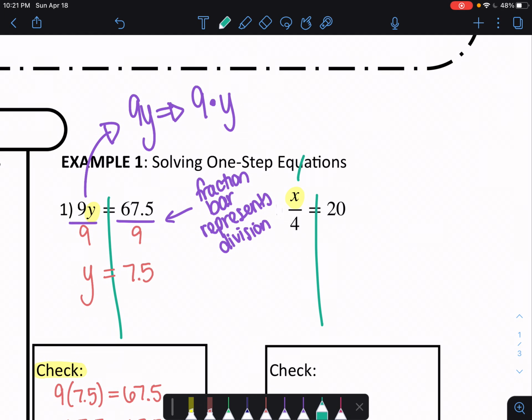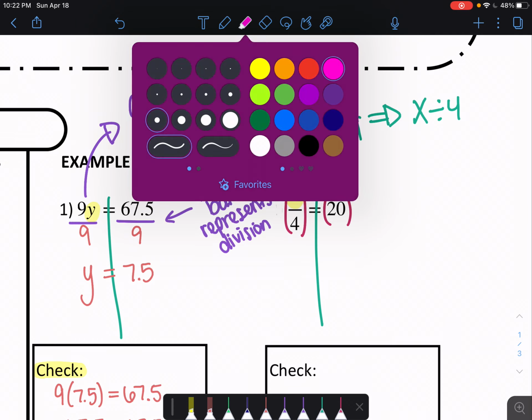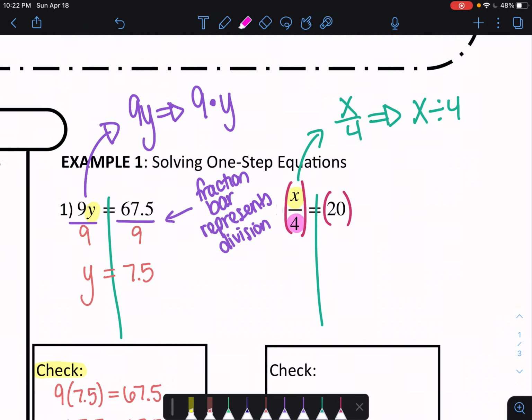In this second question, number 2, this x over 4 means the same thing as x divided by 4. But when we're solving equations, we're not going to see it with that traditional division symbol anymore. We're going to see it with a fraction bar. So to undo x divided by 4, I'm actually going to multiply by 4 on both sides. So I'm going to draw parentheses around both sides of my equation, and I want to multiply by the number that's in the denominator. So I actually want to multiply by this number down here. So I'm going to multiply by 4 on both sides.